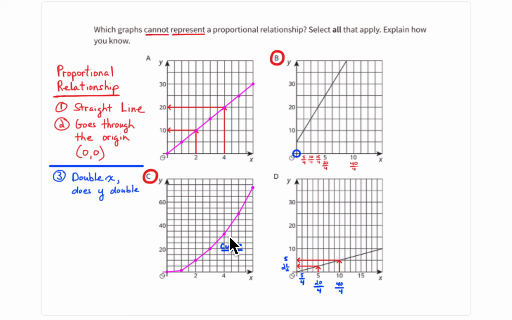So that's another piece of information that tells you that this is definitely not a proportional relationship, but you knew that anyway because it's a curve. All right, so the answers are B and C.